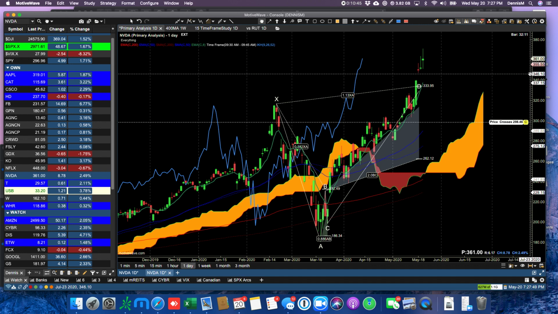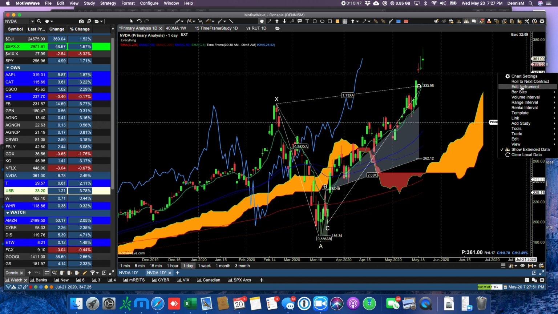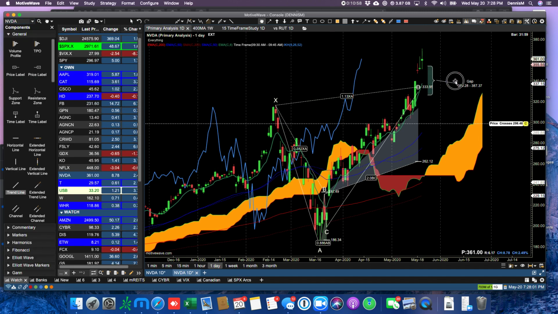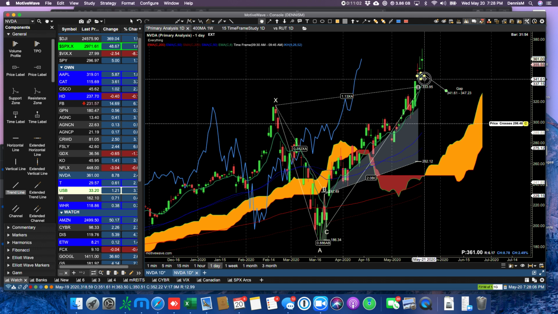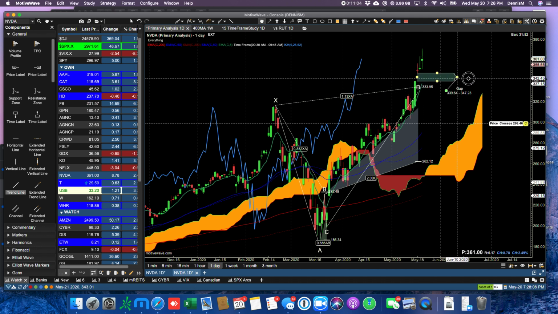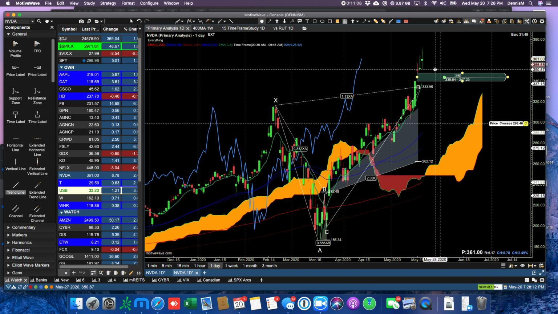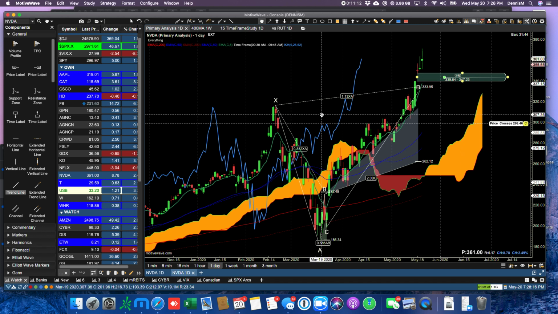And where would you put a stop? You would put a stop right at the top of the gap. If it fails the top of the gap right here, then you want to get out. So put an alert right at the top of that gap, or put a trailing stop on it. If it goes below there, get out. If it bounces off the cloud, start chipping your way back in again.